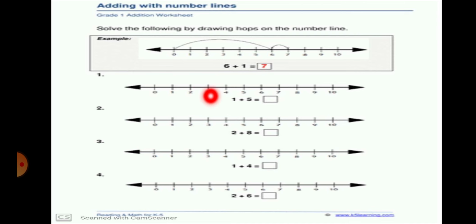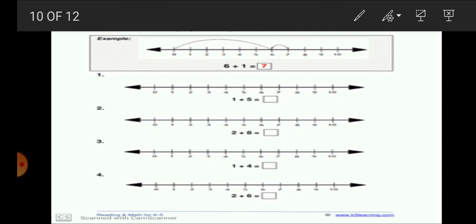Okay, in this, what do we have to do? This is 6 plus 1. So first of all, what do we have to do? We have to find number 6 on the number strip. Where is number 6? Here is number 6. Reach number 6. Then 6 plus 1, we have to move one step. So move one step forward on the right side of the given number.